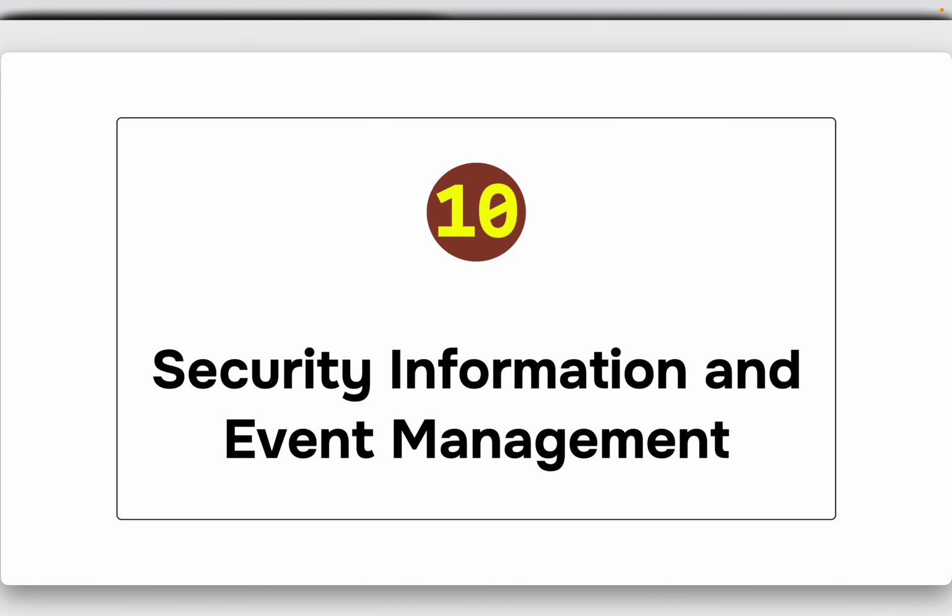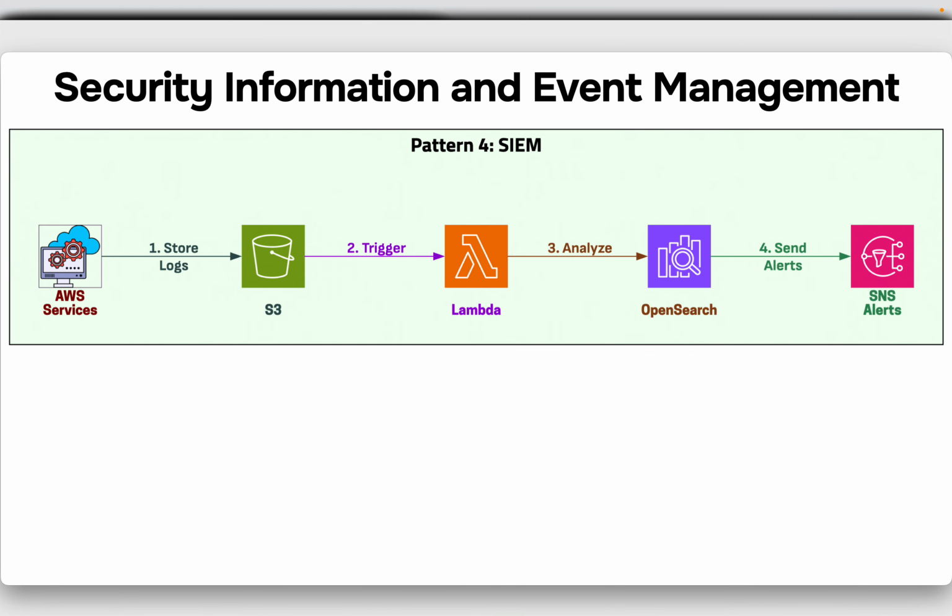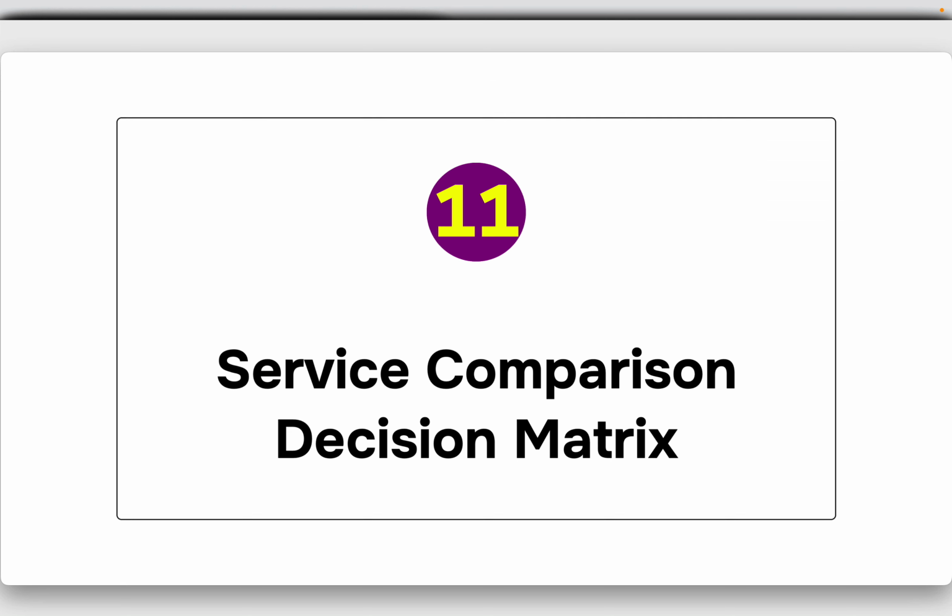Tenth topic is security information and event management. So this is one more integration pattern, and this is for the SIEM architecture. So this is security information and event management. AWS services store logs to S3, which triggers a Lambda function that analyzes the data in OpenSearch. OpenSearch then sends alerts through SNS for notifications.